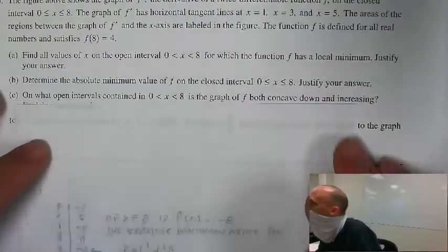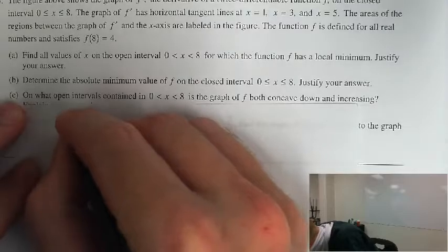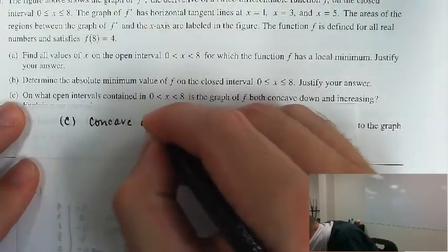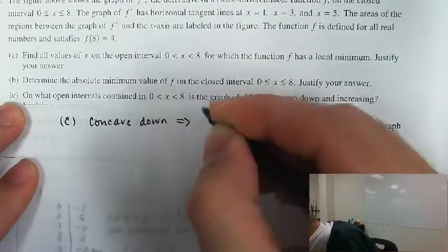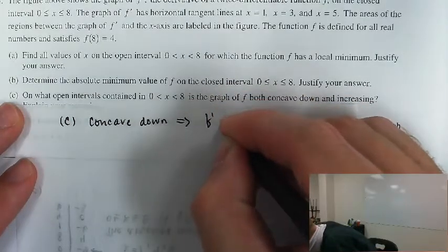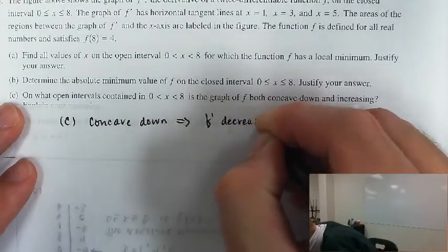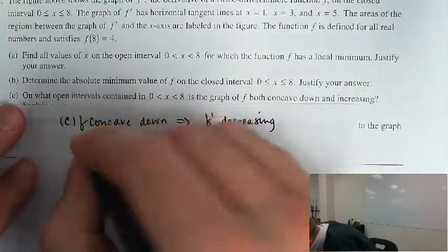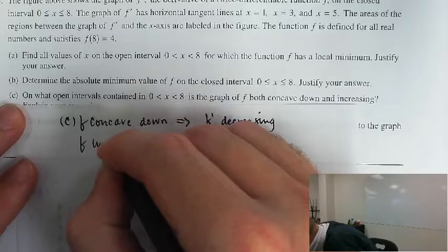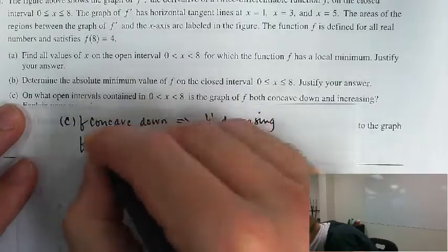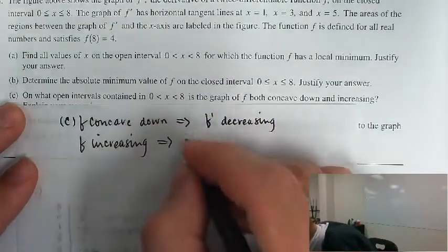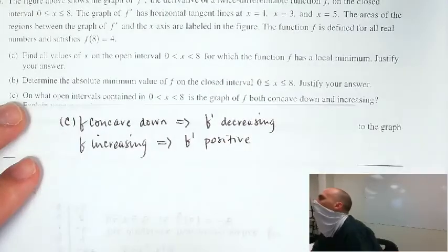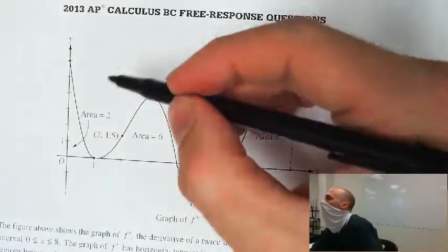Concave down and increasing. So for part C, concave down, if we're looking at the graph of f prime, means f prime is decreasing. And f increasing tells me that I need to be looking for f prime positive. So where is this graph positive and decreasing?